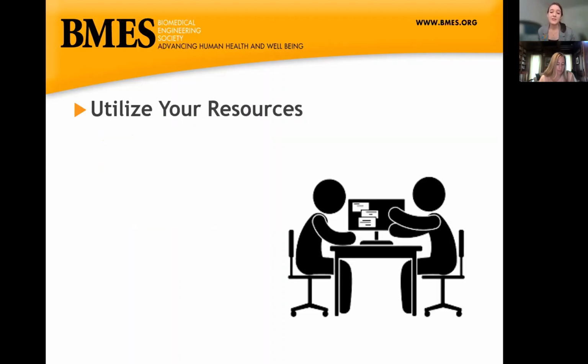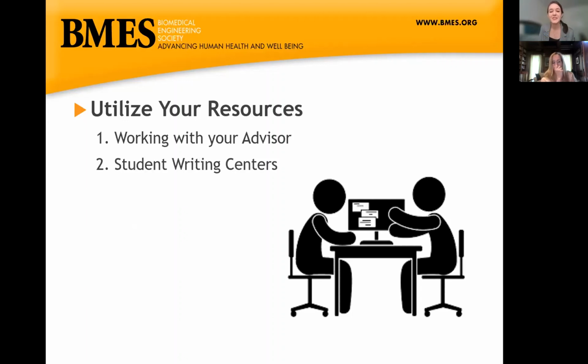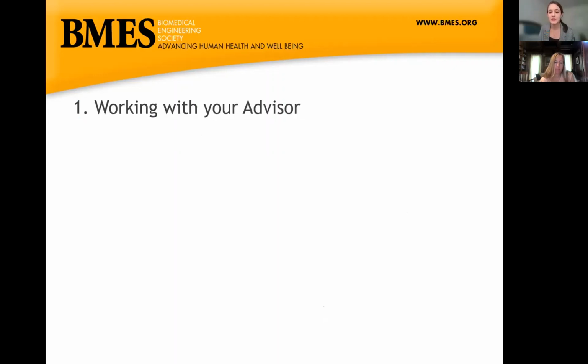And then once you have a working draft of your abstract, you should utilize your resources to get it into the best shape that it can be. These resources include working with your advisor, as they are experts in the field, going to student writing centers that are typically available on campus, and then looking at published examples, as these are really going to set you up for creating something that's already been accepted, so you know the right format and structure. So we can go through each one of these.